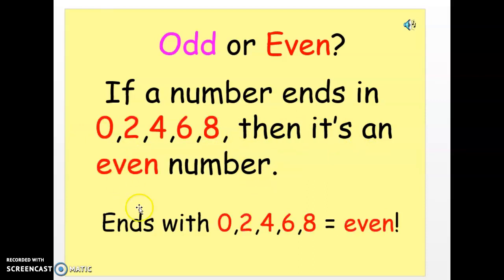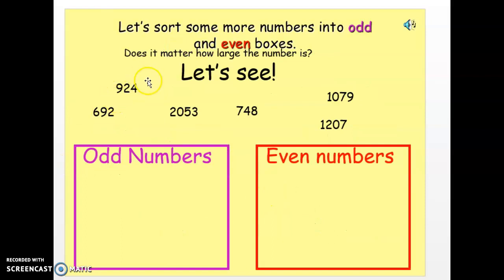Or if a number ends in 0, 2, 4, 6, 8, it's an even number. So let's come and check these large numbers. I have 924, 692, 2053, 748, 1079, 1207. Remember, these numbers can be as large as even a million, but the rule is check the last number.